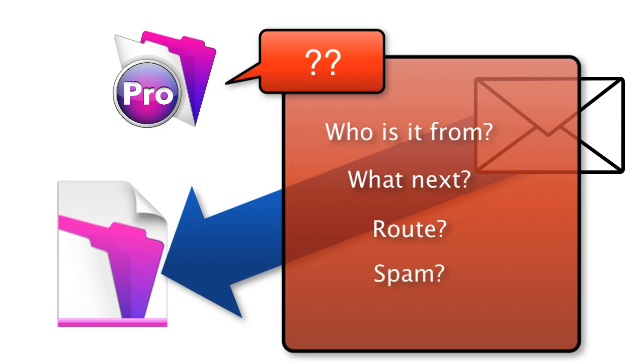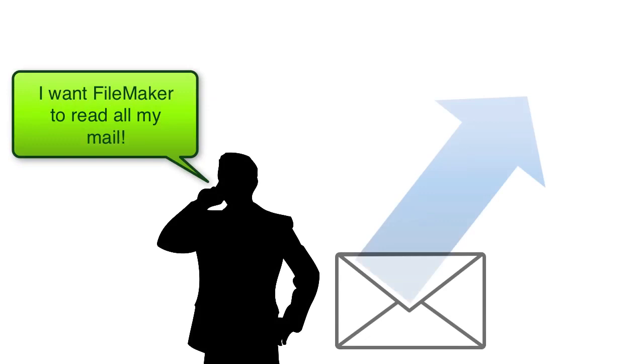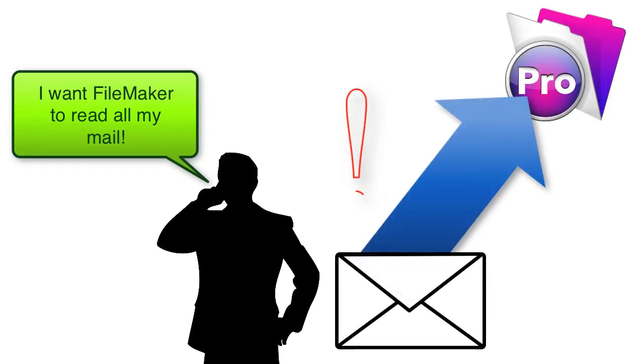What if it's a spam about buying the latest box of Viagra? Then what do you do with it? How do you know it's a Viagra ad? I mean, what are you going to do? So there's a lot of thought and care that has to go into triaging inbound emails, and people don't necessarily understand that when a customer calls and says, hey, I want to have FileMaker read all my mail. Like, really? You know what's in your inbox?